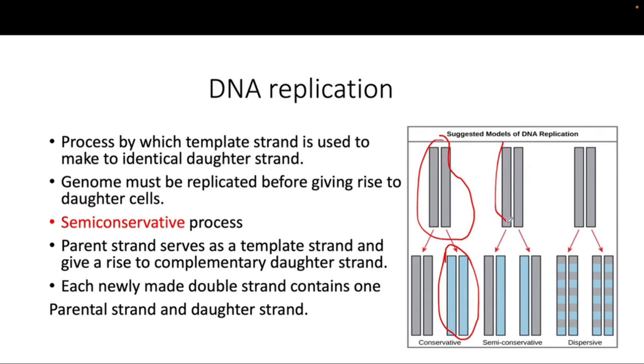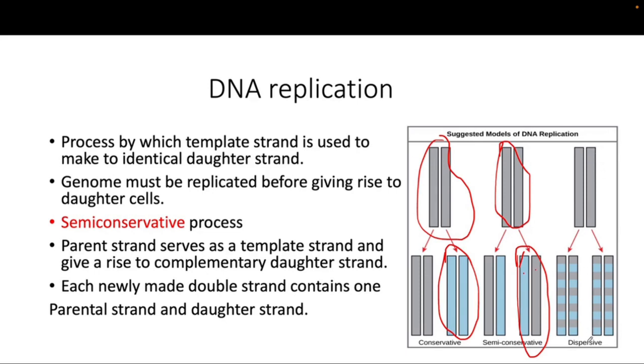The second, in the middle image, is the semi-conservative model. This model suggests that the new strand that is made has a parental strand. Look at this strand here. The gray strand that you can see is the parental strand. So one strand is parental, and the newly synthesized strand is a daughter strand, which is complementary to the parental strand. This is the semi-conservative model.